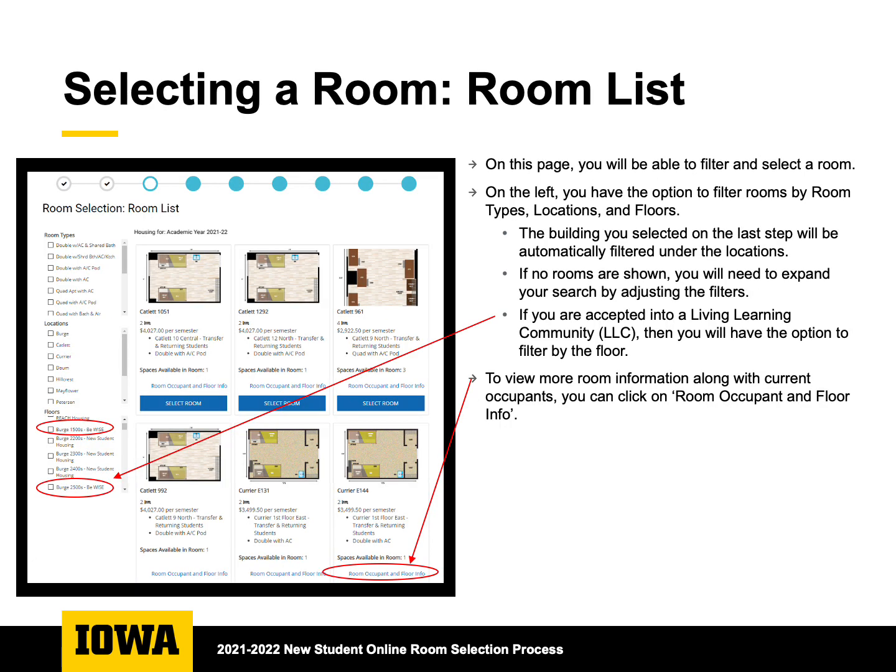On the Room List step, you can preview all available rooms in your selected residence hall. On the left, you can use the filters to narrow down your search or view other buildings, room types, or floors. If no rooms are shown due to limited availability, you can adjust your search by adjusting the filters. If you would like to see more information about a specific room, click Room Occupant and Floor Info.